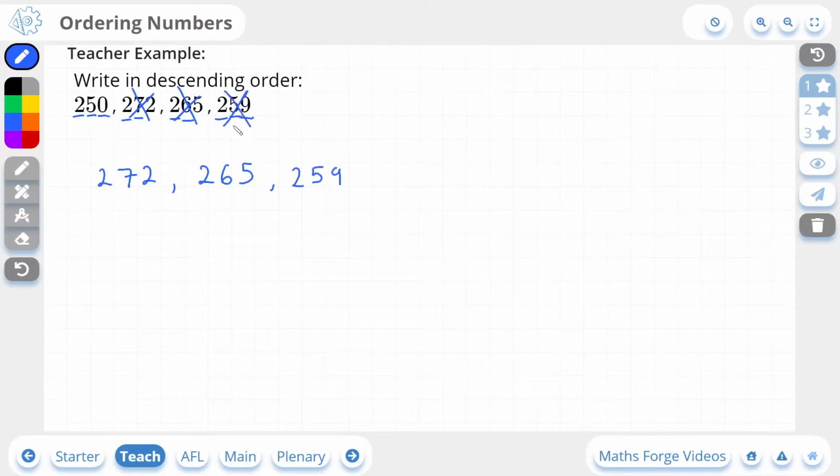And of course, last but not least, we're left with one value, which is 250, and this is the smallest number. So if we just check our answer, there it is. Write in descending order, largest first, smallest last.